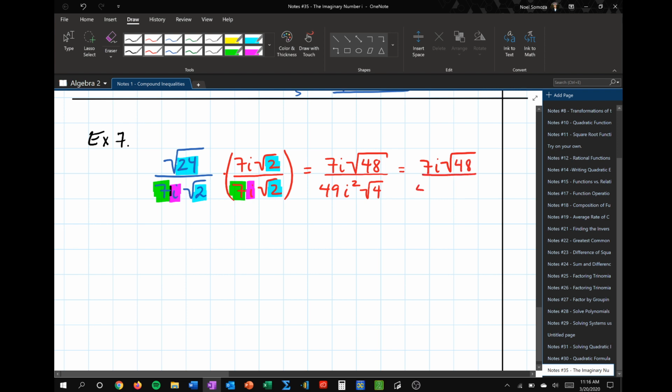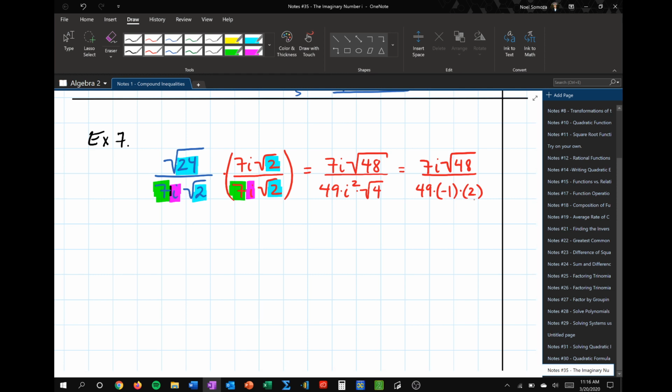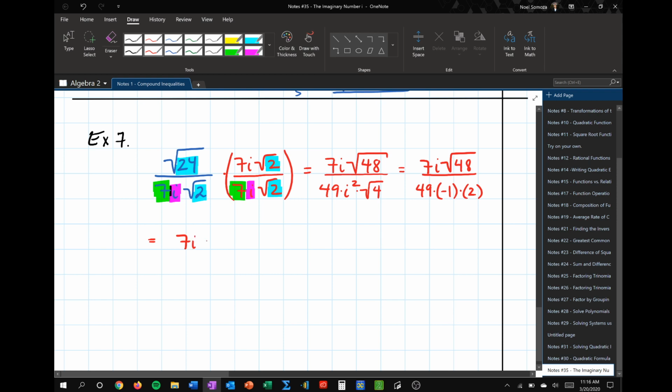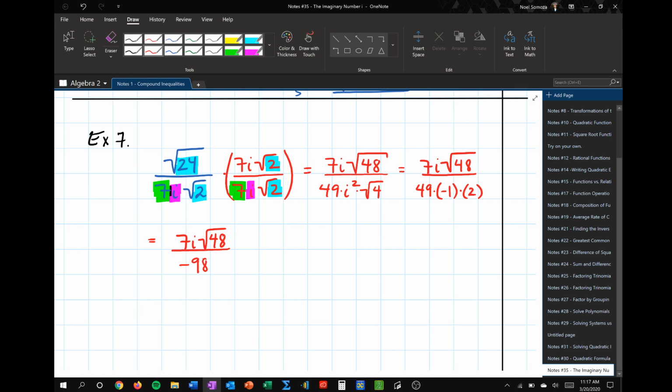Watch this, that's 49. I squared, you make the conversion, that's negative 1. So 49 times negative 1, and the square root of 4. Remember these are all products, so you have 49 times negative 1 times square root of 4. Now that's a 2. Okay, so now let's keep going. I have the 7i square root of 48 all over, well, that's going to be negative 49 times 2, so that's negative 98. All right, so the goal has been obtained where we have i in the numerator.